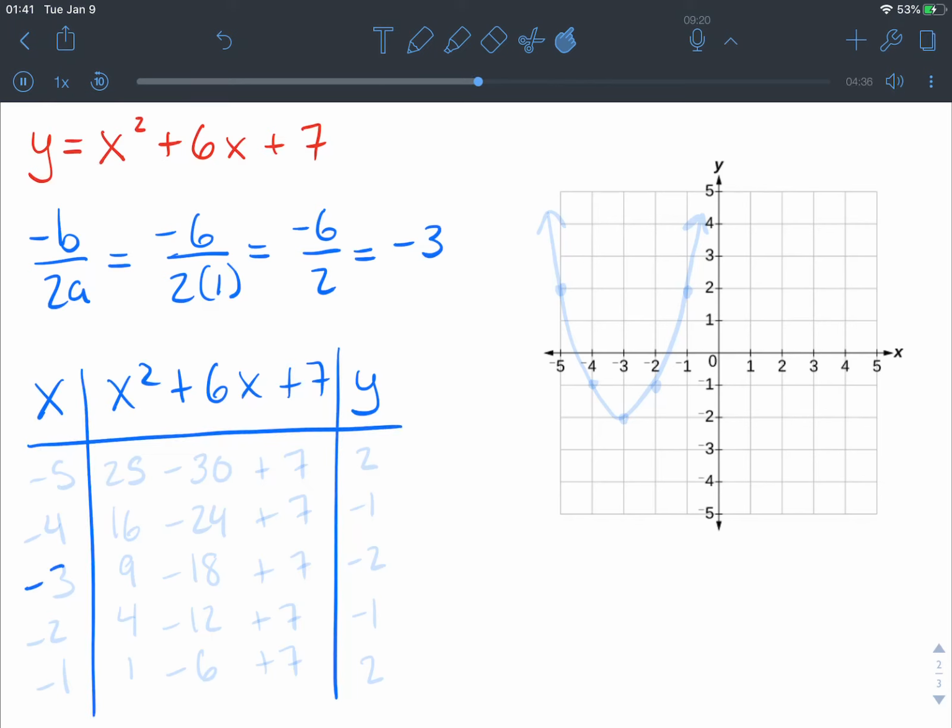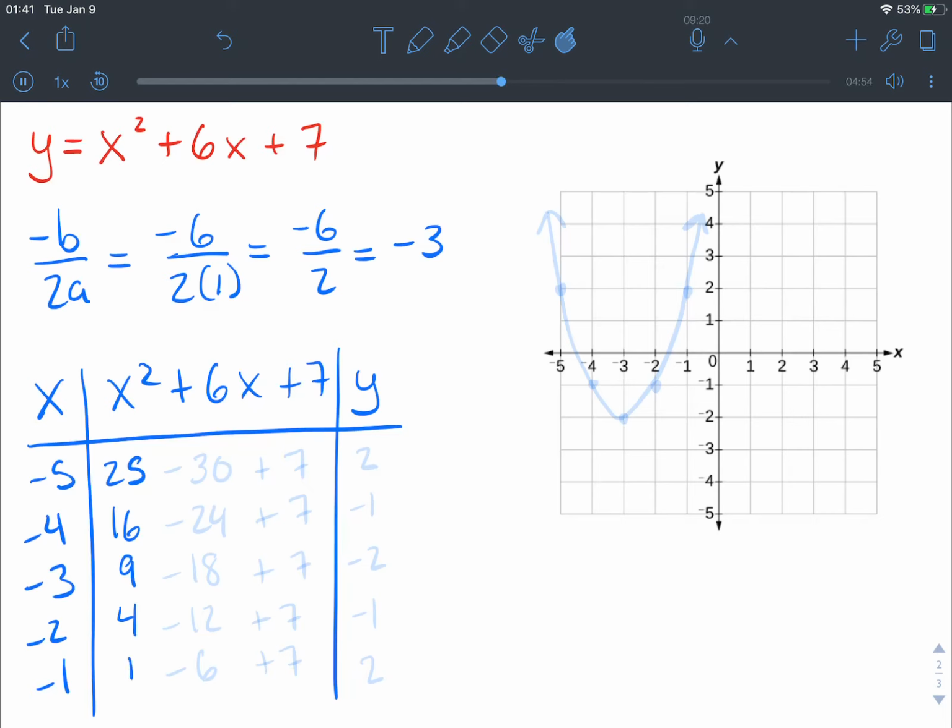And again, negative 3 is in the middle, so 2 numbers that are smaller and 2 numbers that are larger. So negative 5 times negative 5 is positive 25. Negative 4 squared, negative 3 squared, negative 2 squared, and negative 1 squared.